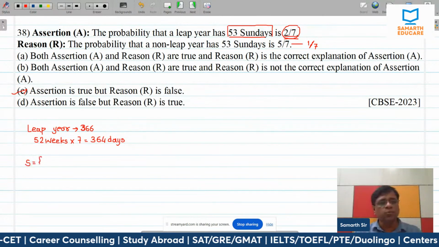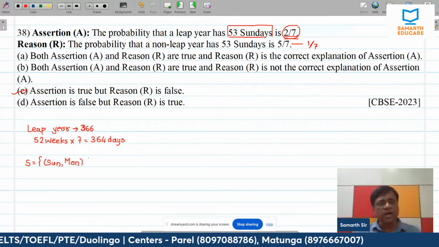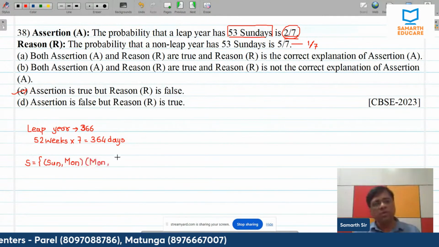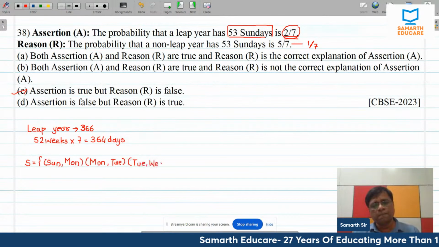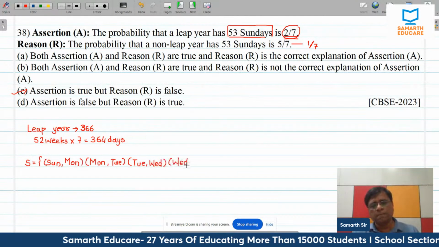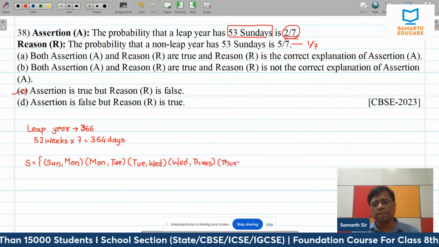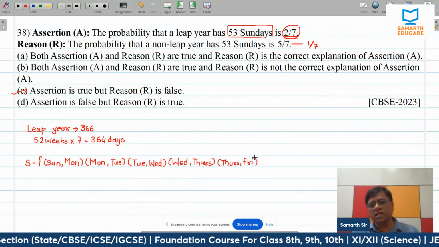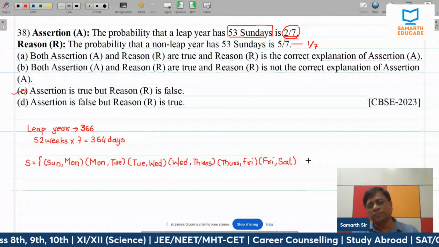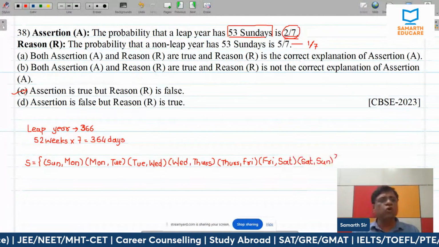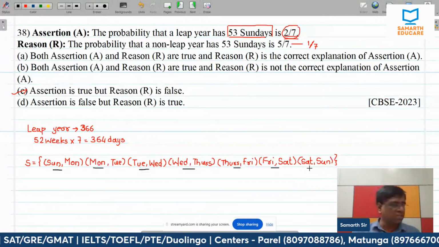So the possibilities are: Sunday Monday, or Monday Tuesday, the remaining 2 days. It will be either Sunday Monday, or Monday Tuesday, or Tuesday Wednesday, or Wednesday Thursday, and it can be Thursday Friday, or it can be even Friday Saturday, or it can be even Saturday Sunday. Okay, now if you observe, count these: 1 2 3 4 5 6 7.